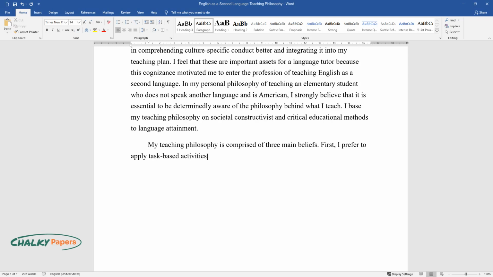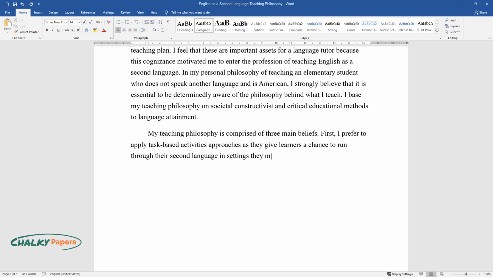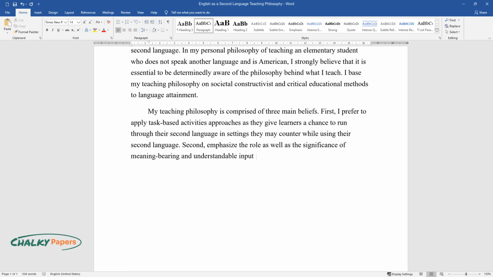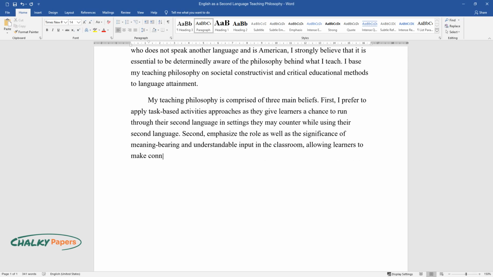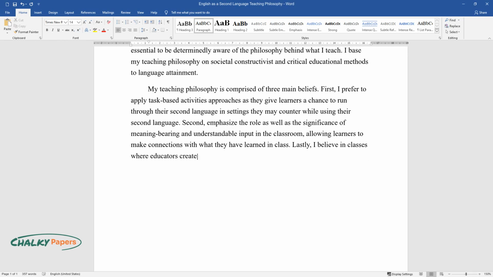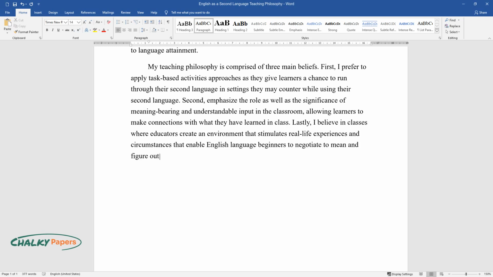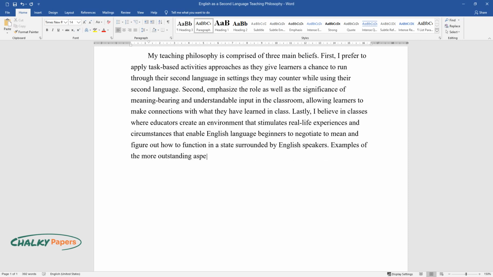First, I prefer to apply task-based activity approaches as they give learners a chance to run through their second language in settings they may encounter while using their second language. Second, I emphasize the role as well as the significance of meaning-bearing and understandable input in the classroom, allowing learners to make connections with what they have learned in class. Lastly, I believe in classes where educators create an environment that stimulates real-life experiences and circumstances that enable English language beginners to negotiate meaning and figure out how to function in a state surrounded by English speakers. Examples of the more outstanding aspects of my coaching philosophy consist of the following four strategies.